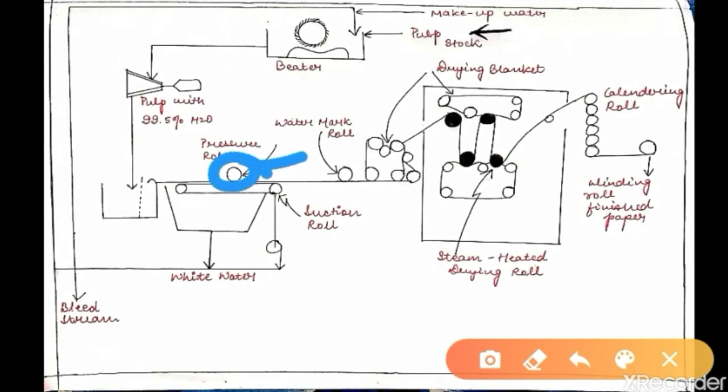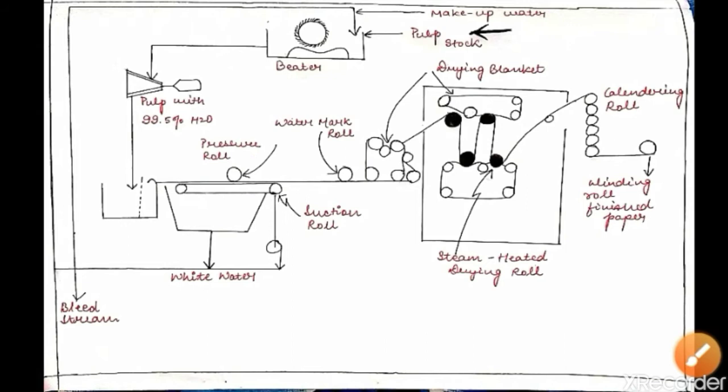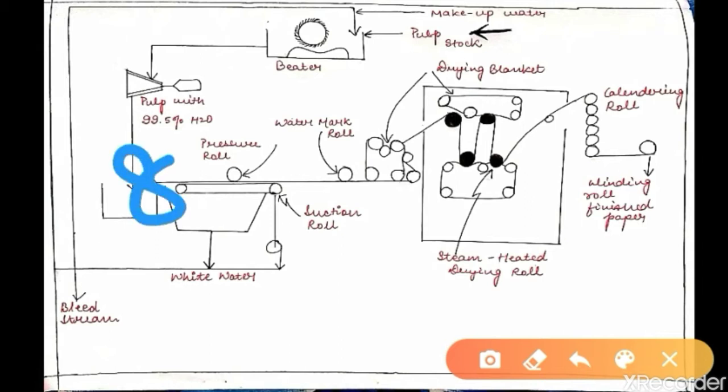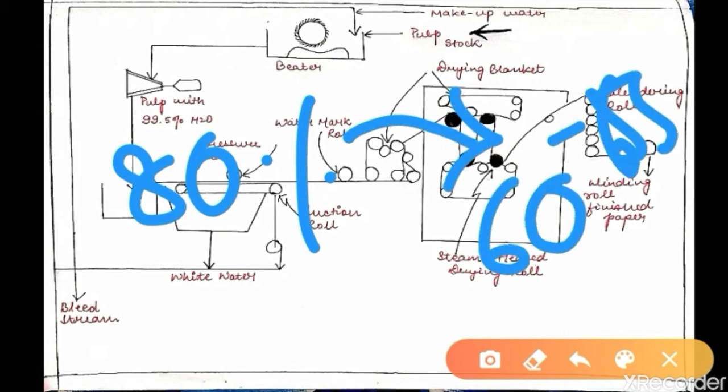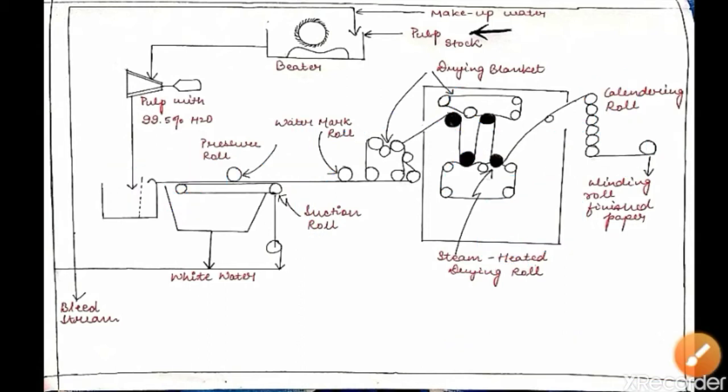This is your pressure roll, this is your suction roll. These squeeze the water out of it. After the wave formation we have 80% water, which is fed to the felt roll to the press section, and this 80% water content now comes down to 60 to 65%. Okay, so just think about it, with each step we are getting rid of water.